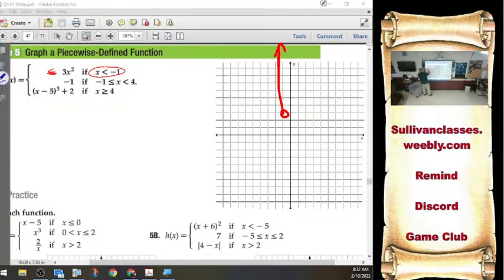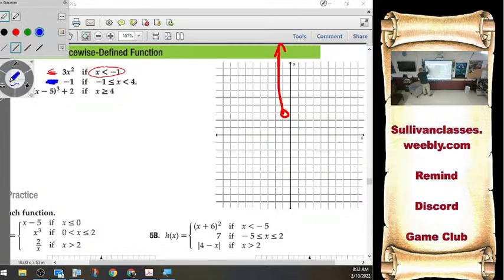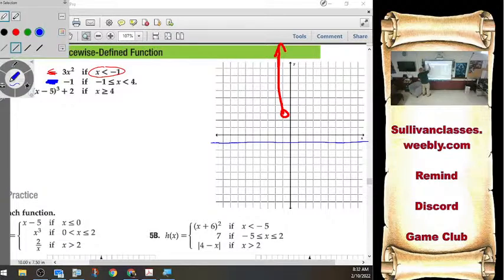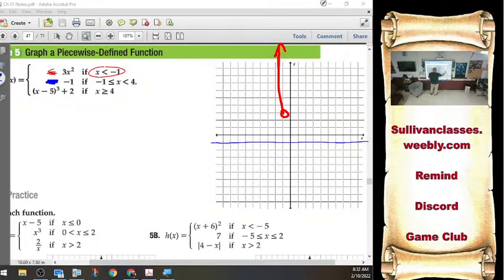All right. Next part says I'm going to have y equals -1. So straight across, just a constant function. But I only care about it from -1, closed circle, to 4, open circle. And I erase the other stuff.